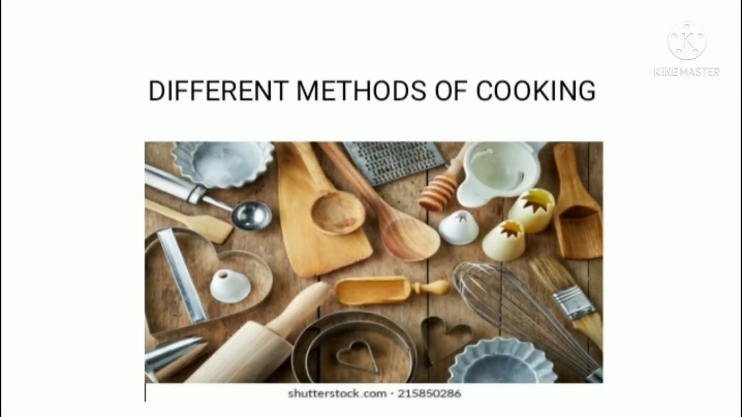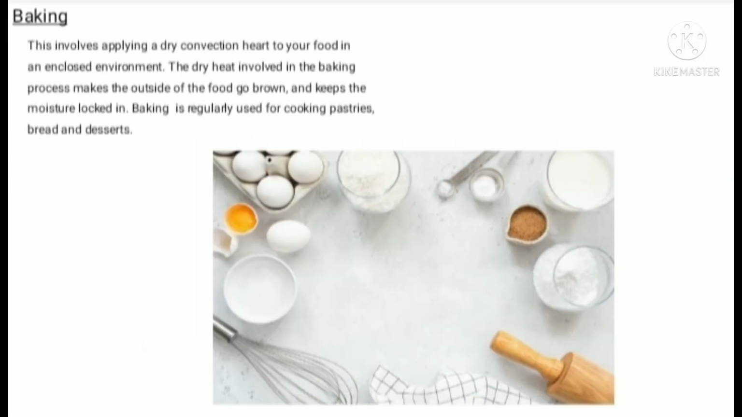Different methods of cooking. Baking. This involves applying a dry convection heat to your food in an enclosed environment. The dry heat involved in the baking process makes the outside of the food go brown and keeps the moisture locked in. Baking is regularly used for cooking pastries, bread, and desserts.